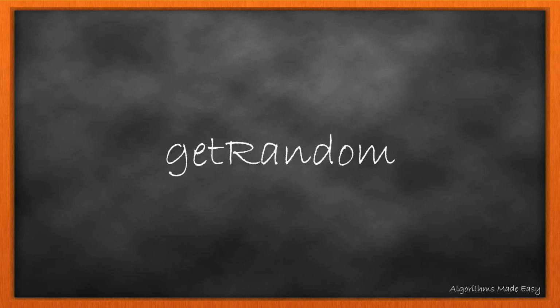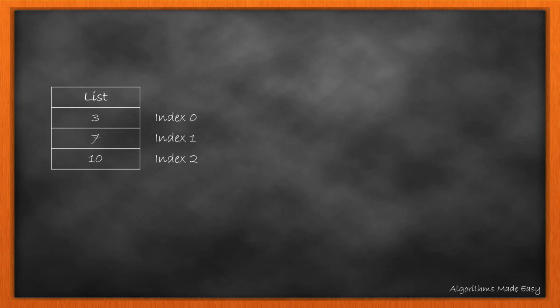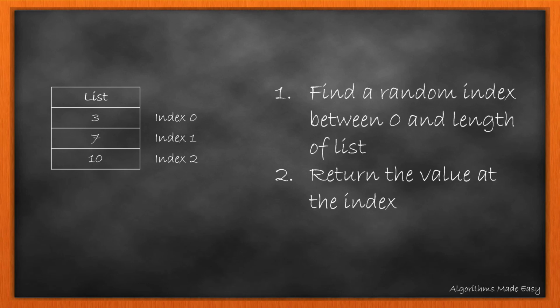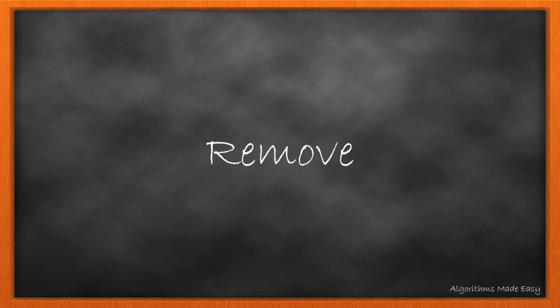Now let's see how we get the random element. We will use the same input list. We will find a random index between 0 and the size of the list and then return the value at that index. Coming on to the last function, we will see how we will remove the element.